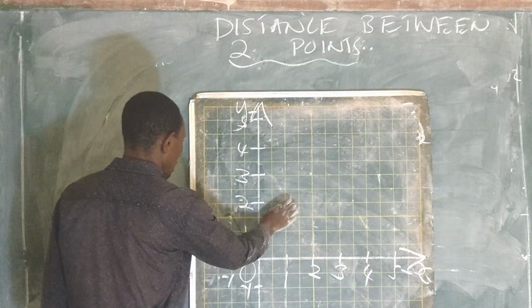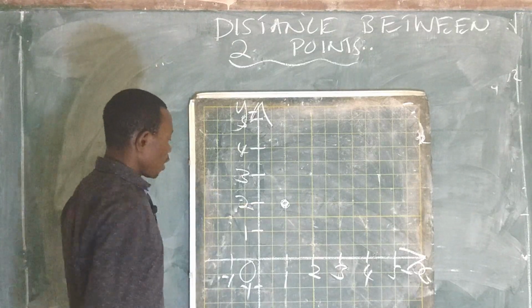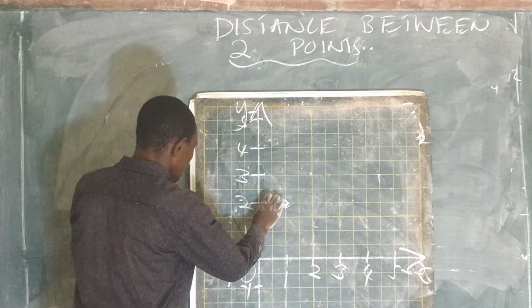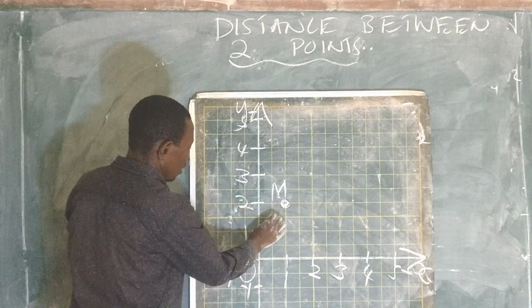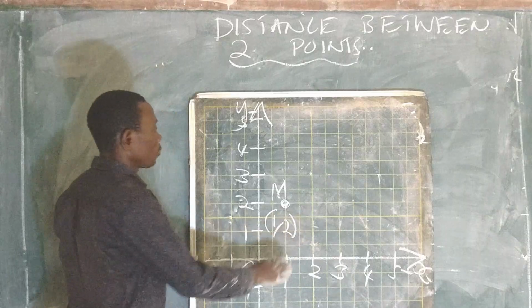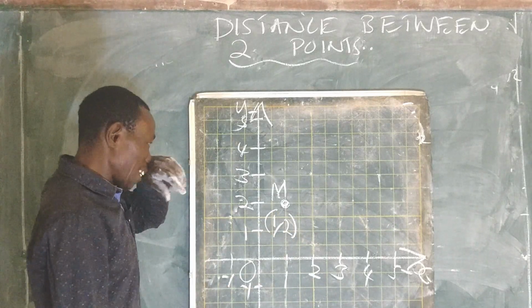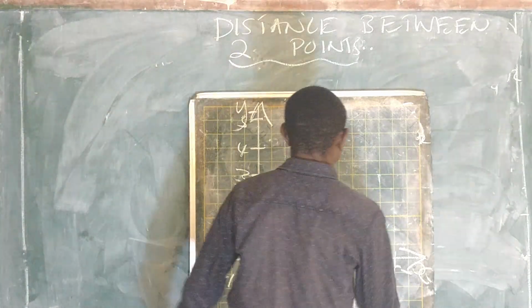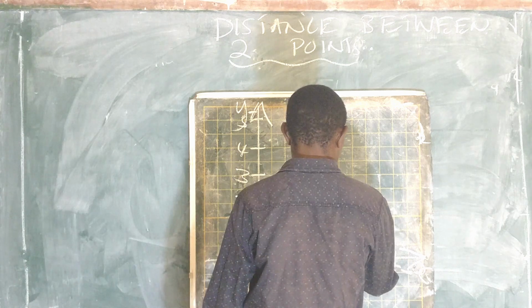Let me choose this one. That point is described as point M. That is found at x is 1, y is 2. Another point I'm going to choose here is the point at this position.